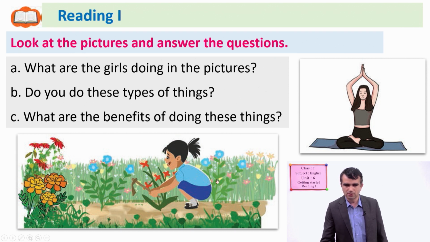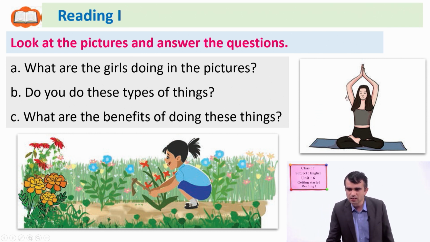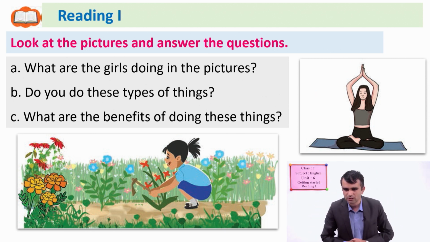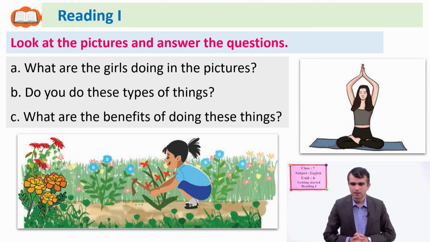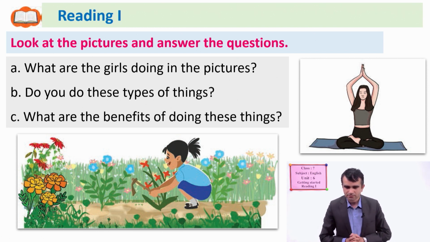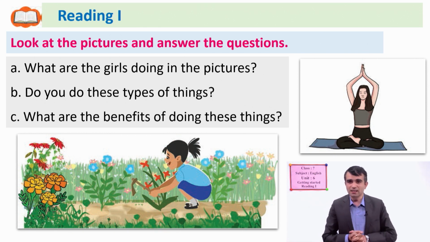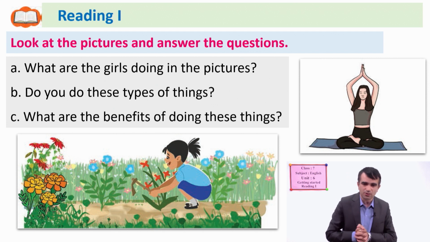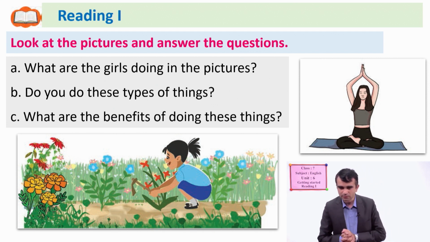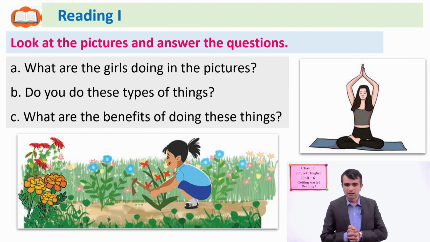Two pictures. Now, what are the girls doing there? Can you say? What is this girl doing? She is doing namaste. Is it so? Okay, she is sitting. Well, this means very good. Yes, you are saying. She is practicing yoga. She is doing yoga. Isn't she? Okay, she is doing yoga.